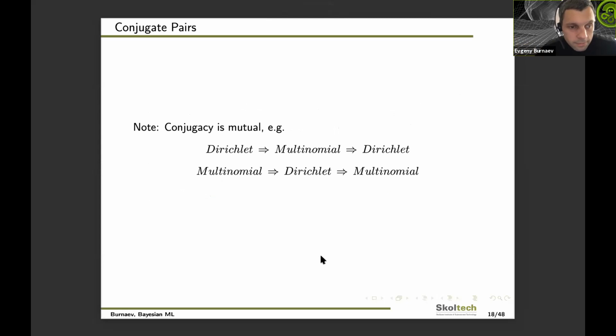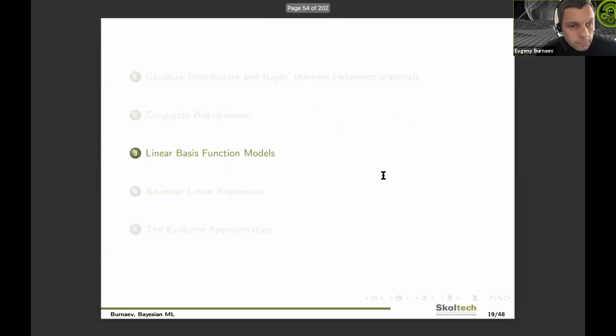This is the general formula. So conjugacy is mutual, that is Dirichlet multinomial Dirichlet, or multinomial Dirichlet multinomial. That's it. And in all other calculations, we will use these two important properties. The first property is how to calculate the posterior distribution for the Gaussian family, or how to calculate the conditional distribution of a Gaussian subvector given another subvector. We know the explicit formula for this, and how to calculate the posterior if the distributions belong to the exponential family and are conjugate.